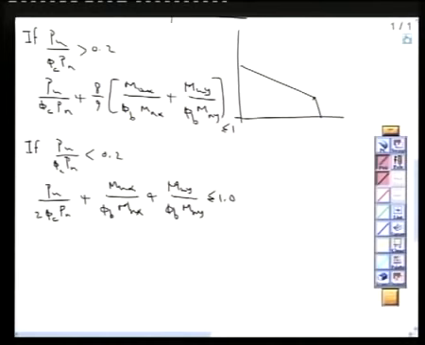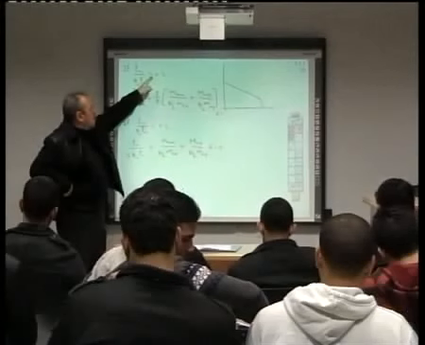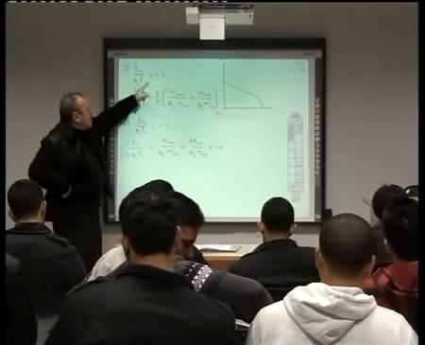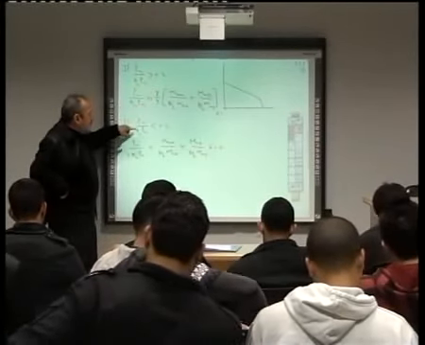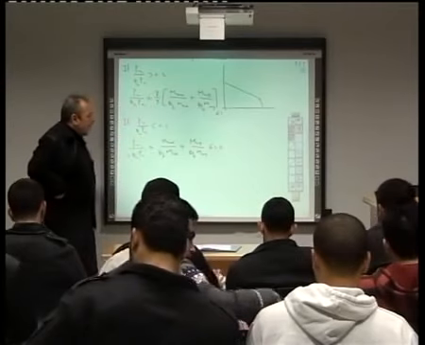Notice, to solve any beam column problem, first we should calculate phi CBN, the compression capacity of the beam column. And if the compression capacity is greater than 0.2, P ultimate over this, then we have this equation. If it is less than 0.2, we have this equation.